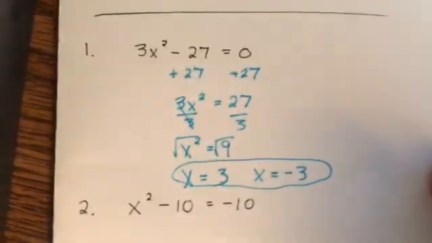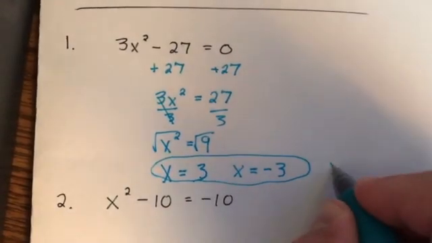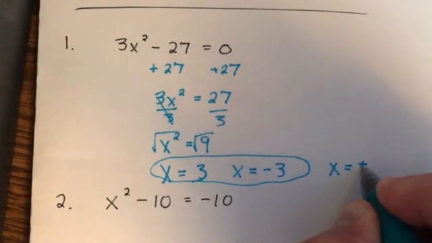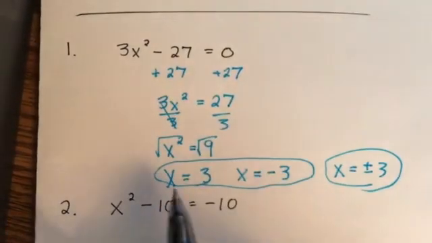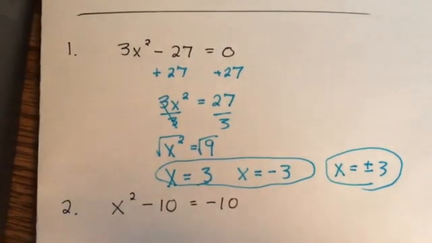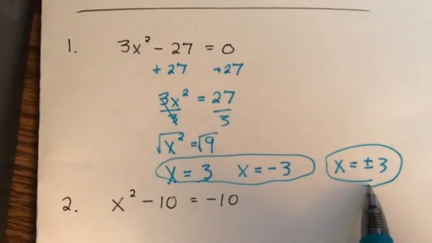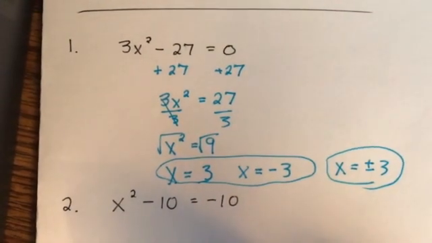Another way to do that, maybe a simpler way to write that, would be x could equal plus or minus 3. So this plus or minus 3 means the same thing as x equals 3 or x equals negative 3. So I'd like you to write your answers like that, okay?